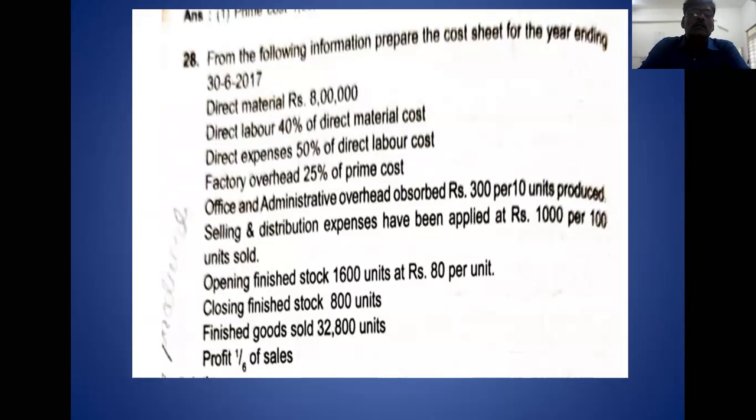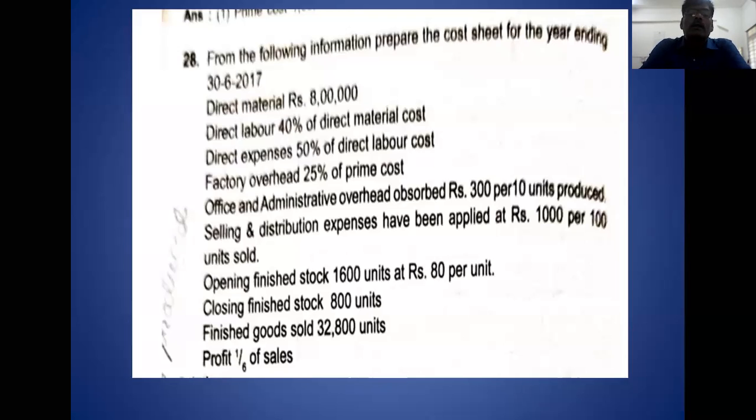Okay. The next is office and administration overhead, absorbed at 300 rupees per 10 units produced. For every 10 units, 300 rupees. Then you calculate the administrative overhead per unit. 300 rupees for 10 units, you divide by 10 units, you will get cost per unit. 300 divided by 10, that is 30 rupees. 30 rupees is the office and administration overhead per unit produced.